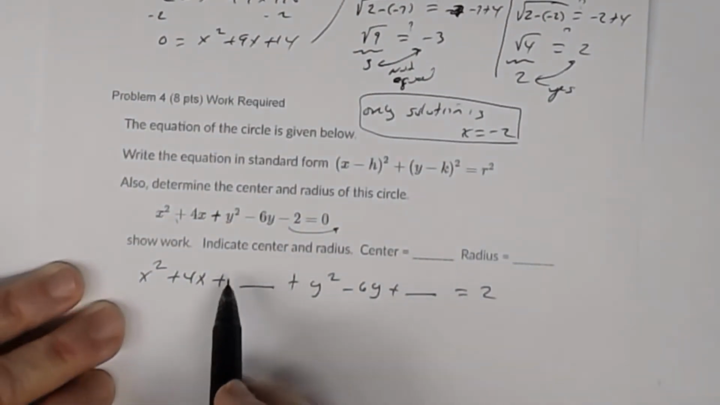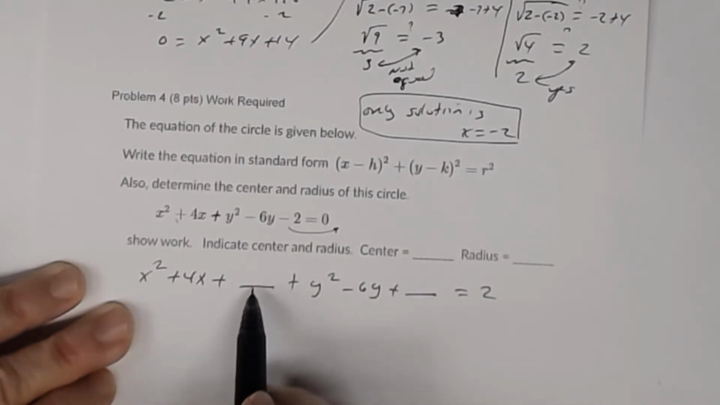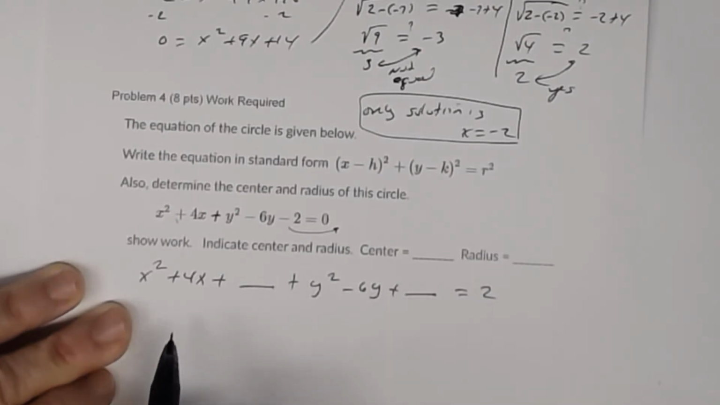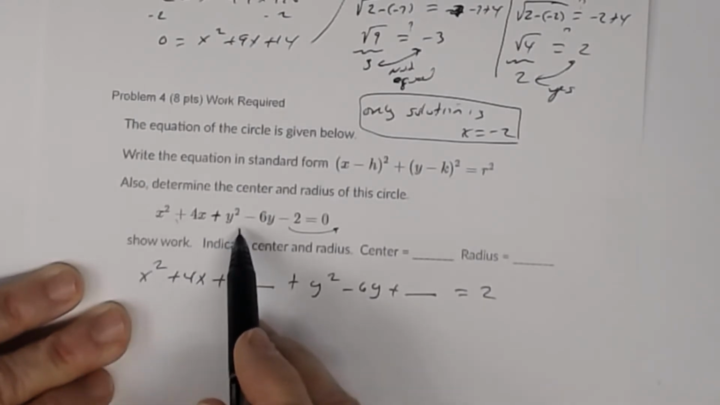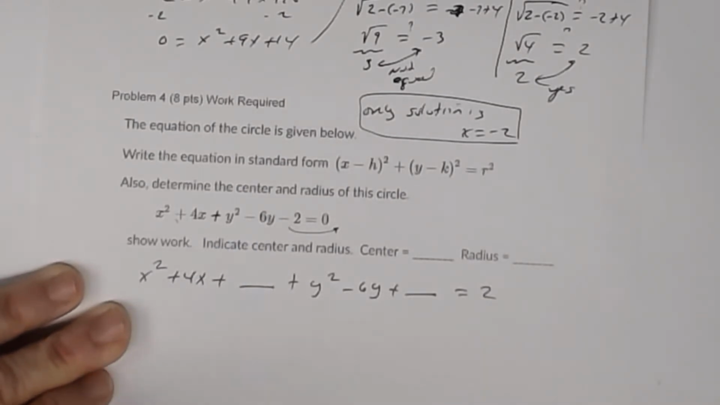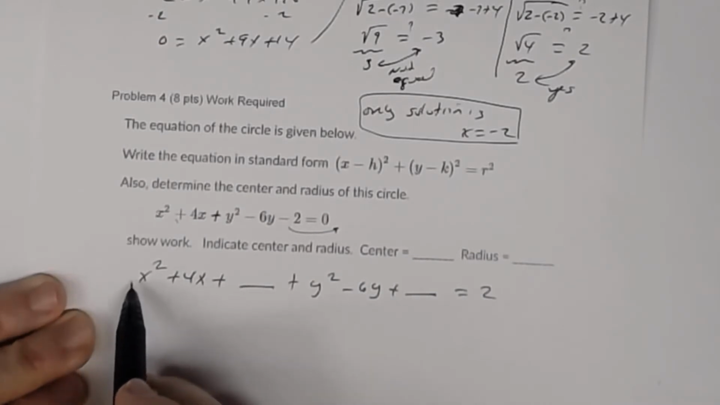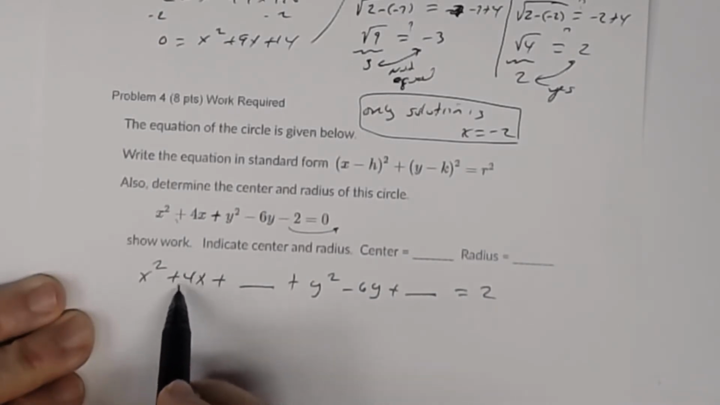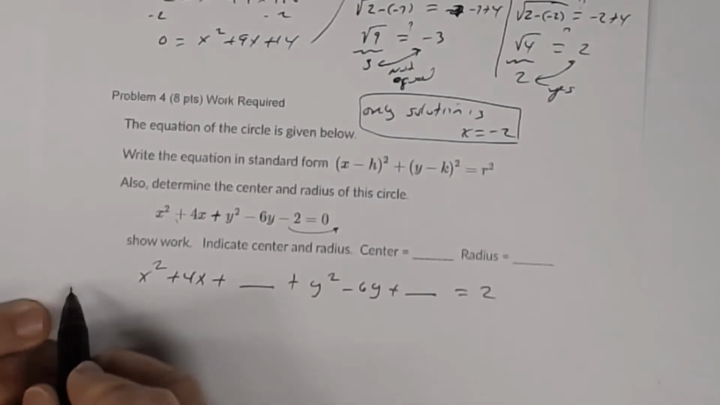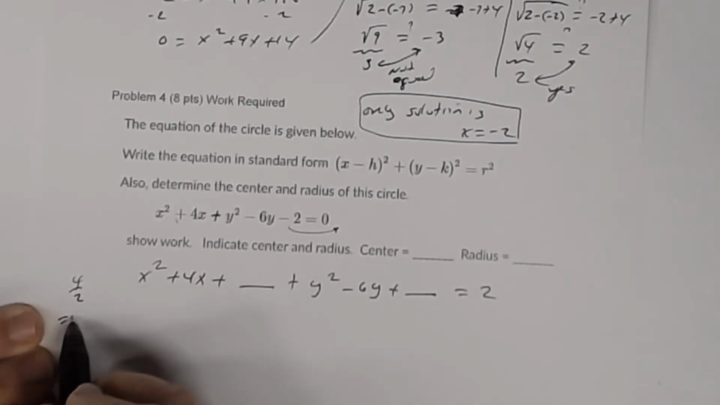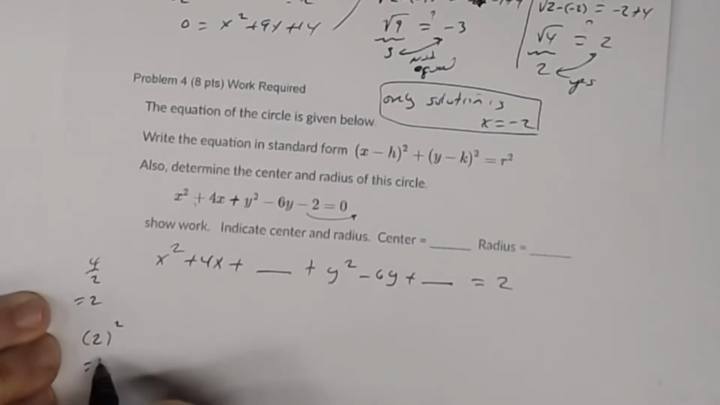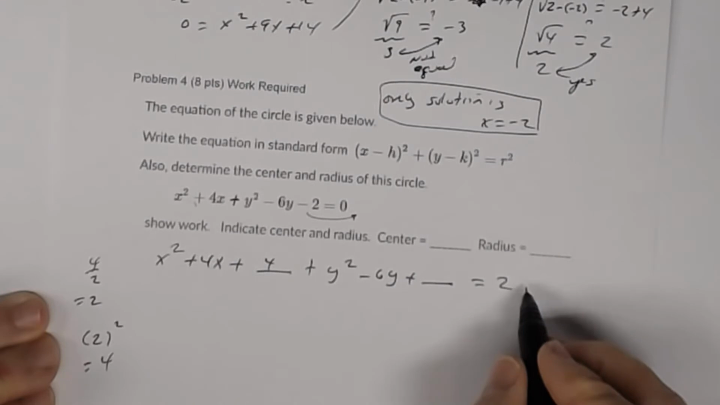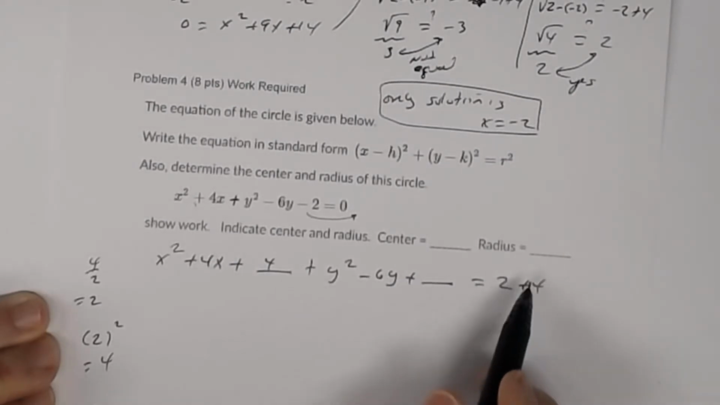Okay, so remember, what you got to do is figure out what needs to go into those blanks right there. And so you're completing the square on the x's, and you're completing the square on the y's. So to complete the square on the x's, you're going to take half the coefficient of x. So half of 4 is 2. And then once you do that, you're going to square that 2. And when you square that 2, you're going to get 4. So you're going to add 4 to both sides, because remember, what you do to one side, you have to do to the other.